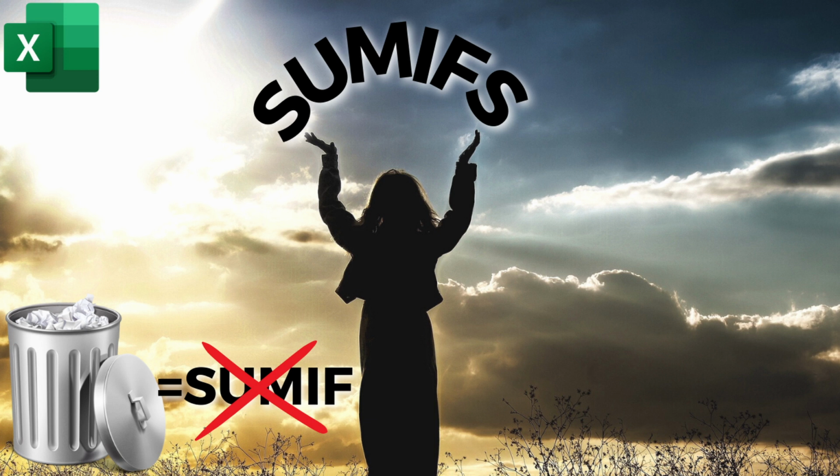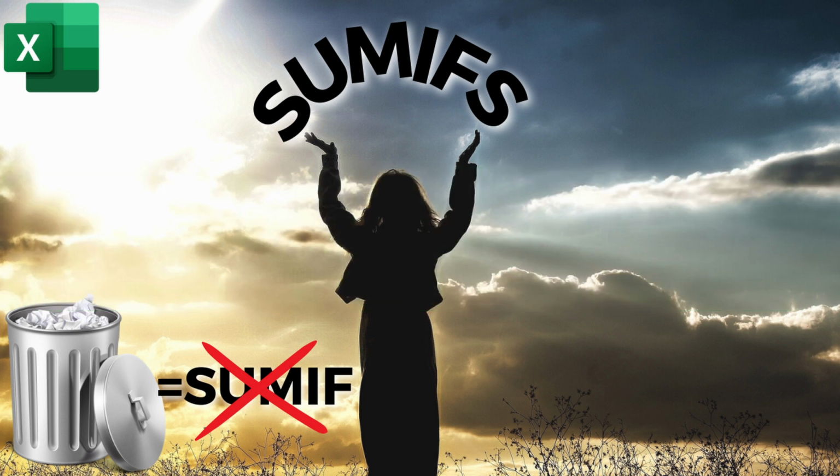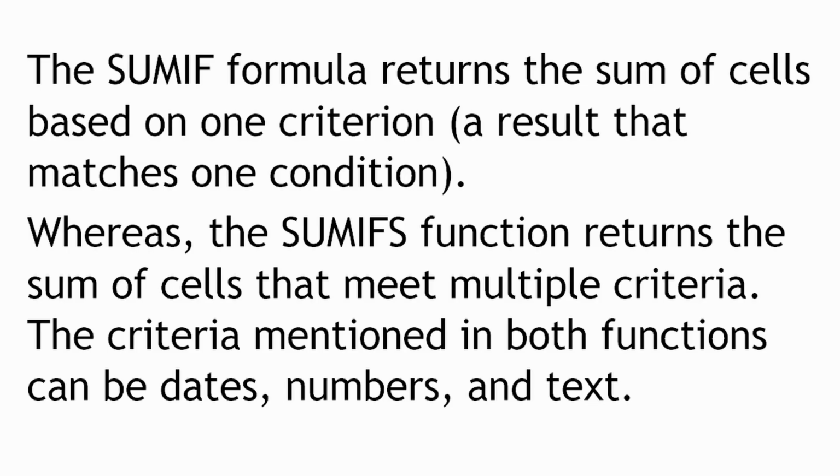Now I'm going to say something quite controversial here. Stop using SUMIF. You don't need it, chuck it in the bin. There, I said it. So what's the difference between SUMIF and SUMIFs? Good question. The SUMIF formula returns the sum of cells based on one criterion, a result that matches one condition, whereas the SUMIFs function returns the sum of cells that meet multiple criteria. The criteria mentioned in both functions can be dates, numbers and text.